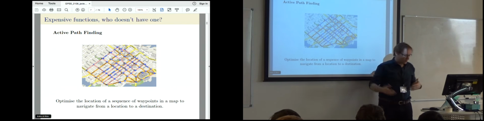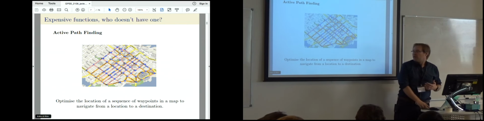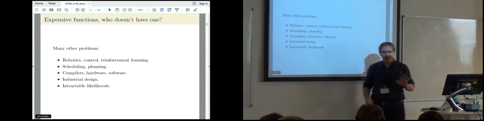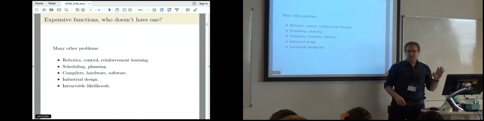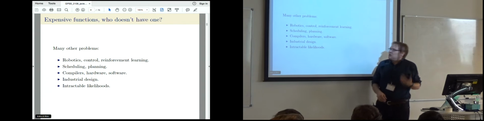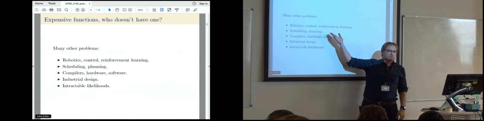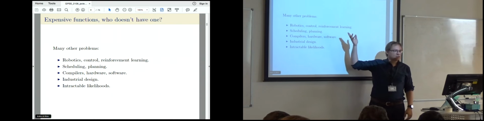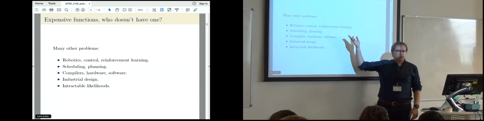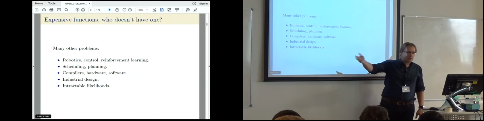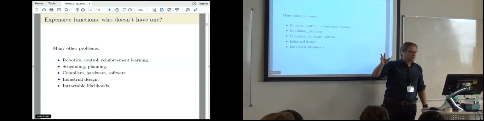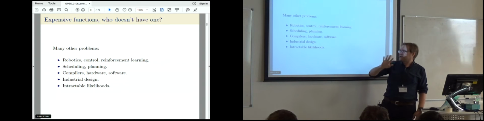These are two examples of expensive functions that you may want to optimize. But I'm sure that you all can come up with your own examples of expensive to evaluate functions, right? Things like in robotics, in control and reinforcement learning, you are teaching a robot to walk. You have to set some control parameters. Every time you set the control parameters, the robot will work in a different way. I'll be showing some examples at the end of the talk.